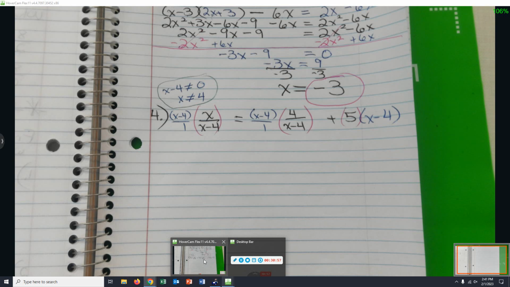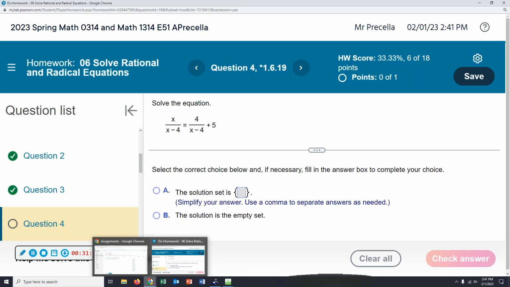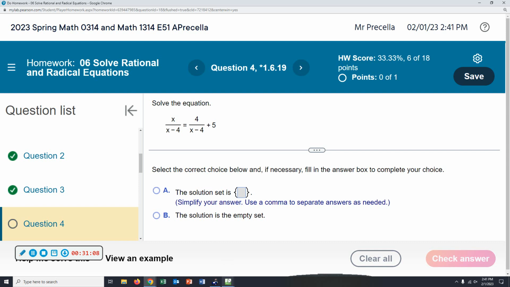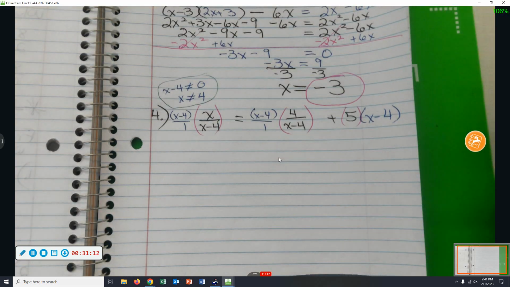And if you do, then the solution is the empty set. Well, maybe we might get 2 solutions. That's one of the possibilities. We may get 2 solutions. One of them's 4 and one of them's something else. Then you have to cross out the 4 and keep the other one.